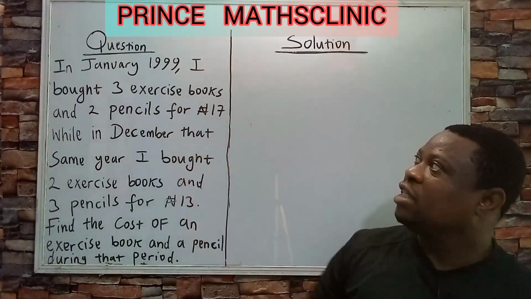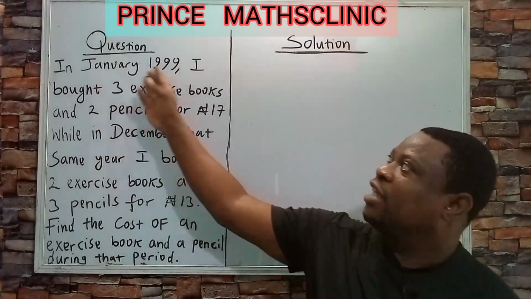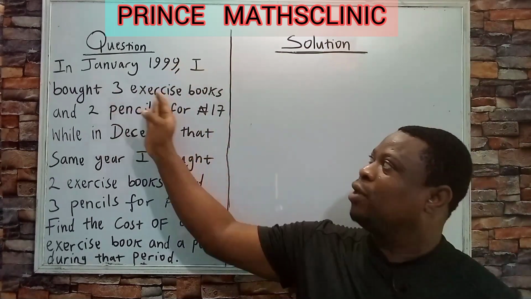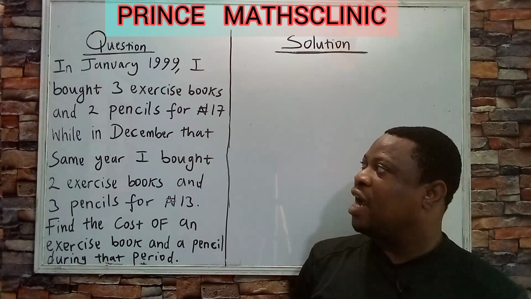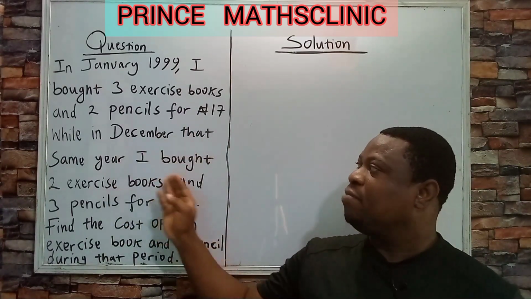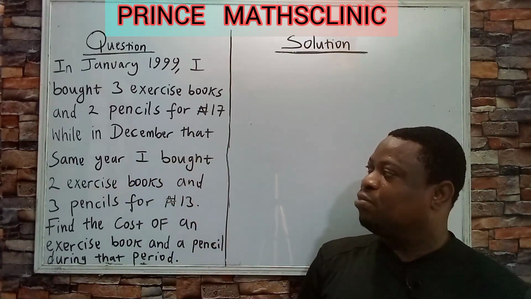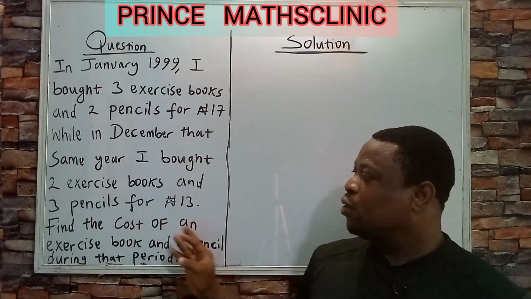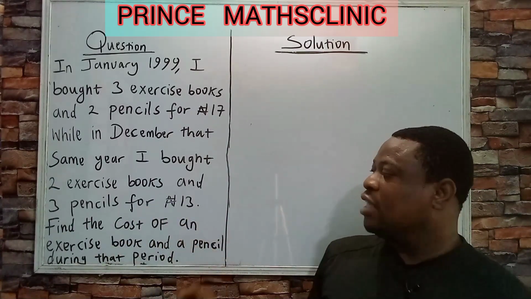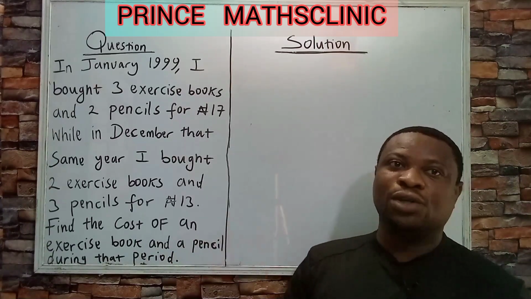As you can see in the statement, in January 1999, I bought 3 exercise books and 2 pencils for 17 naira, while in December that same year, I bought 2 exercise books and 3 pencils for 13 naira. We are to find the cost of an exercise book and a pencil during that period.